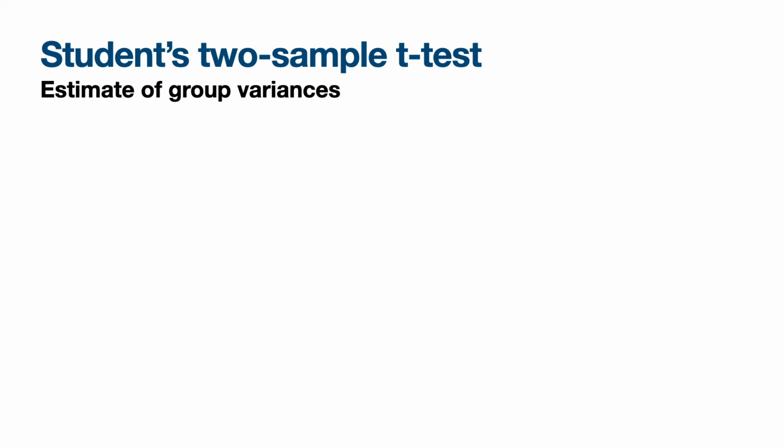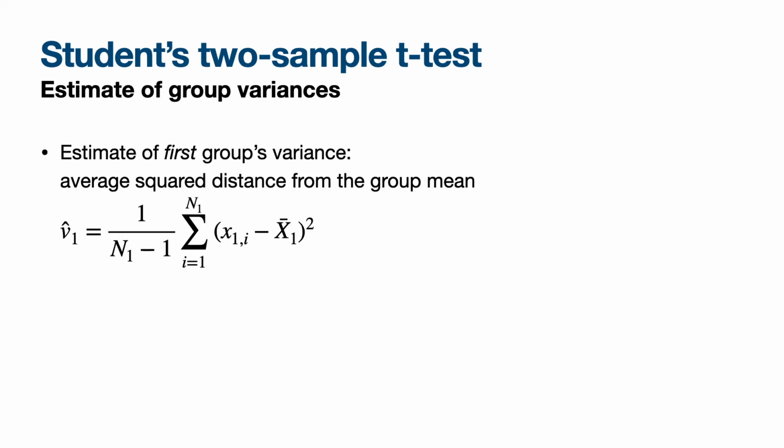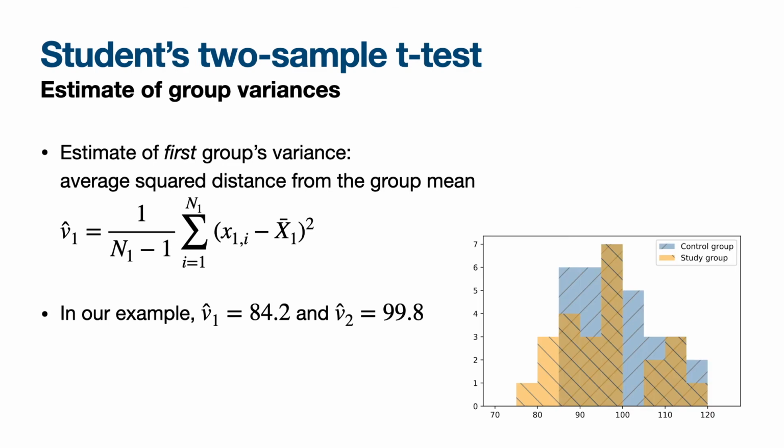A figure that will come in handy is the sample variance of the two groups, which is approximately the average squared distance from the group mean. Intuitively, this describes how spread out the group is. In our example, the second group's variance is slightly higher, and indeed, the second group's histogram does seem more spread out.